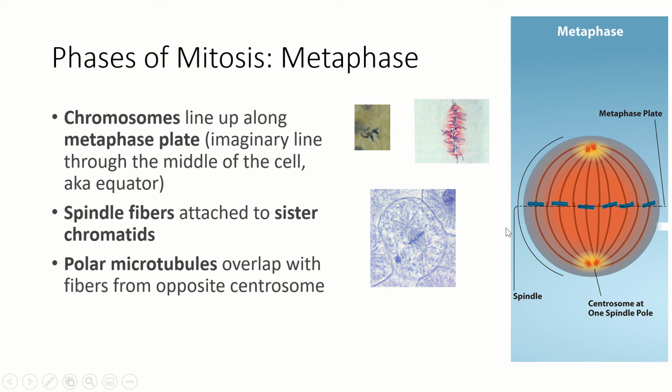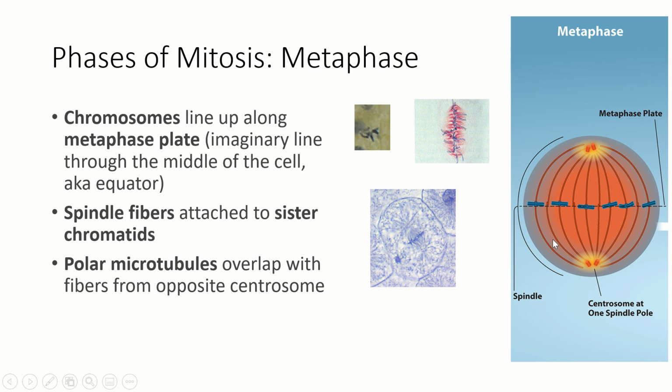Okay, so the spindle fibers are attached to the sister chromatids at those kinetochores. And then the other microtubules that aren't attached to the chromosomes are going to slightly overlap each other along the metaphase plate, which is just an imaginary line that goes through the center of the cell between the two poles. These are called polar microtubules because they just extend from the pole to the metaphase plate or the equator. All right, so that's metaphase.